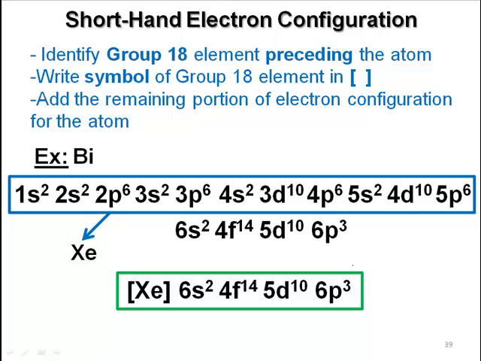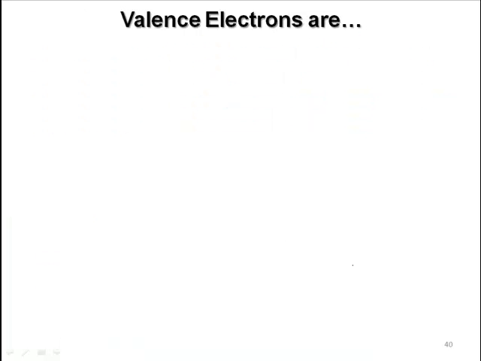Now, if you look at the ones with the largest big numbers up here, there are 3 here and 2. So we can think of bismuth as having 5 possible electrons that could be lost or possibly gained, depending on what happens with bismuth. So the electron configuration gives us a lot of information about the sample.